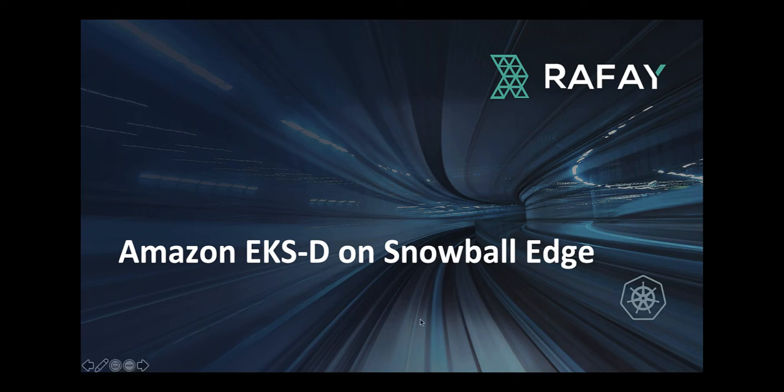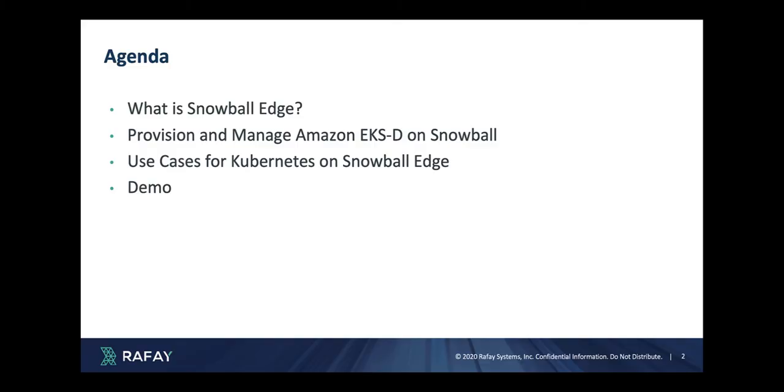In this video, we will look at how you can deploy and operate Amazon EKS distribution, aka EKS-D, on AWS Snowball Edge devices. We will first start with a brief introduction to AWS Snowball Edge. Then we will look at how to provision and manage Amazon EKS-D on Snowball devices. We will then look at common use cases for Kubernetes on Snowball Edge type devices. Finally, we will see some demos of critical capabilities in action.